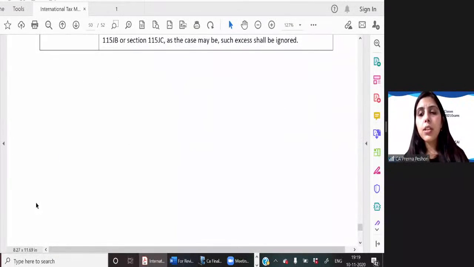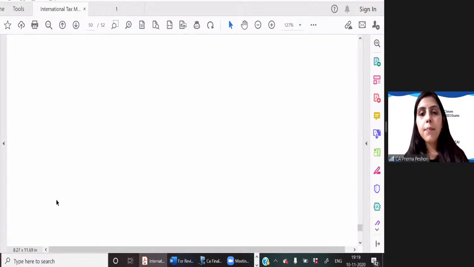Any doubt with respect to this? Ambika, I'll again repeat the difference between bilateral and unilateral. Any other doubt? Kunal, okay, I'll repeat full exemption method. Any other doubt?